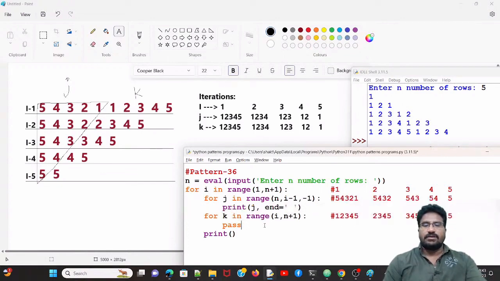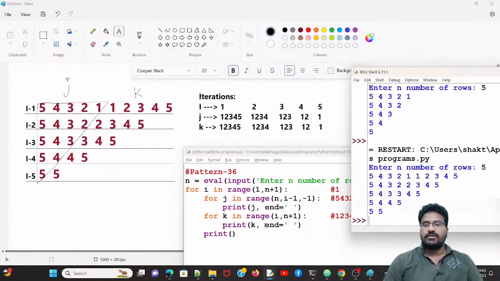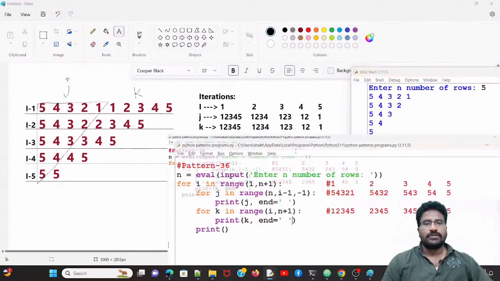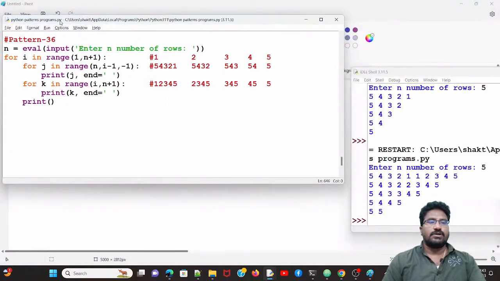Okay, all of you. Then what do I want to display? I want to display k only like this. Then let me run this one. I will take 5. You can see now all of you, the same came as it is. Right. Let us try here. All of you observe.